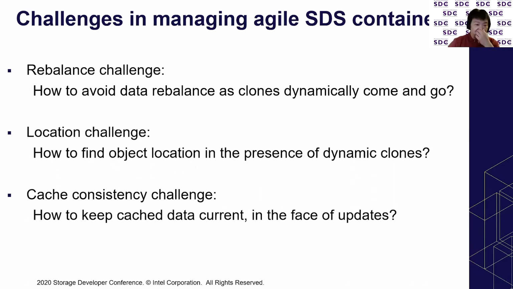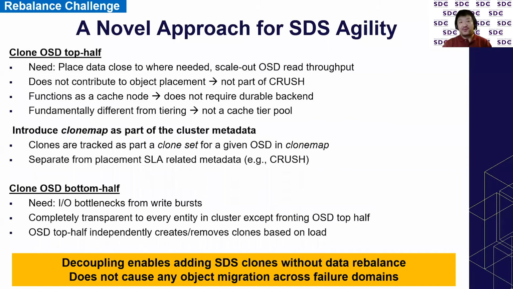And another part is about cache consistency. Think about an object that has been placed into the cache node. Now, if an update comes to that object, what are you going to do? Essentially, you still want to serve client requests using your clone, but you want to serve the most updated contents. So how do you keep your cache data current in the face of updates? This is another challenge we're trying to solve. And we're going to show some proposed solutions to these individual challenges.